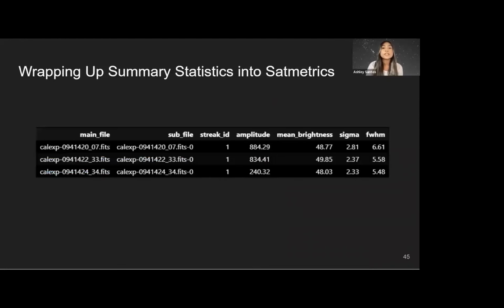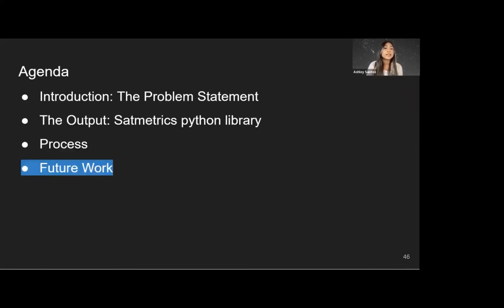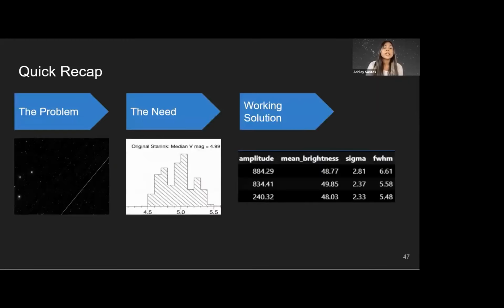SatMetrics is a public Python library that is meant to be used by anyone interested in analyzing satellite streaks in images, whether that's an astronomer doing research on satellites or enthusiasts who took pictures of the sky, noticed streaks in their images, and want more quantifiable information on the streaks. SatMetrics does not end here, though.